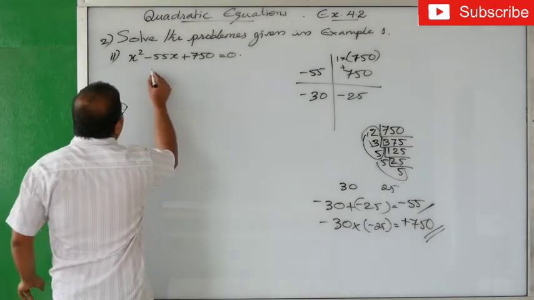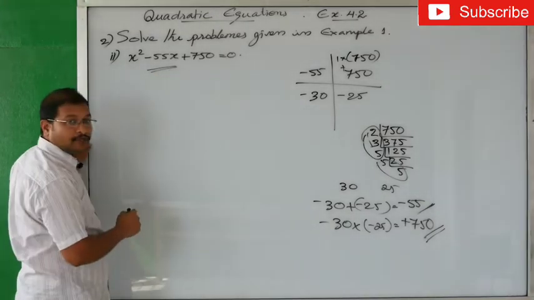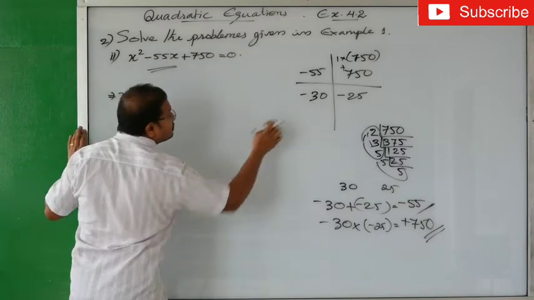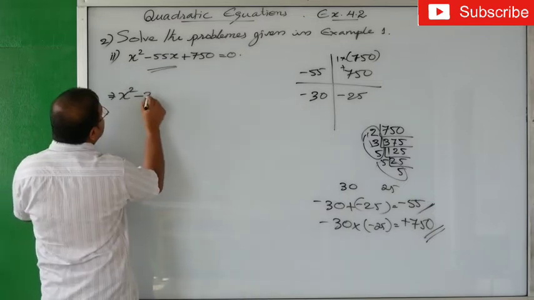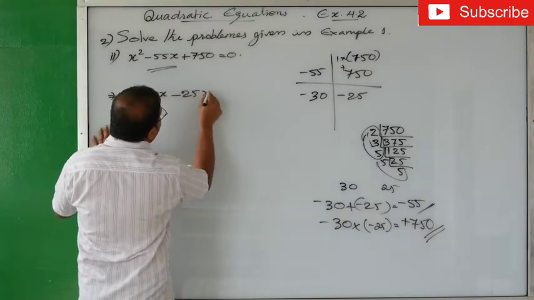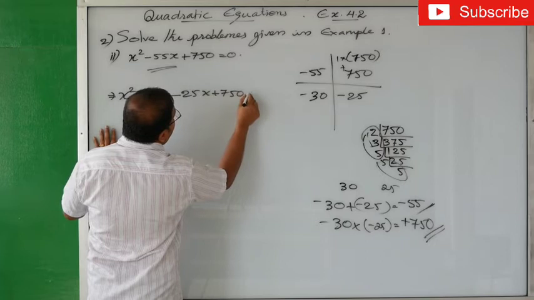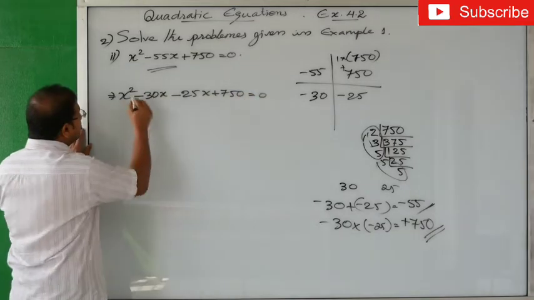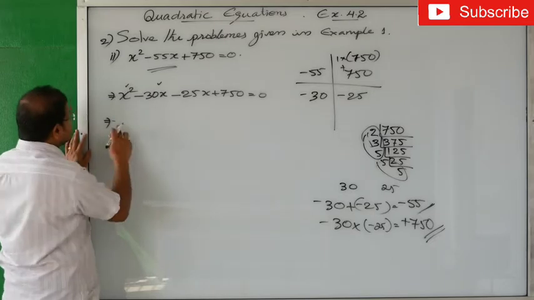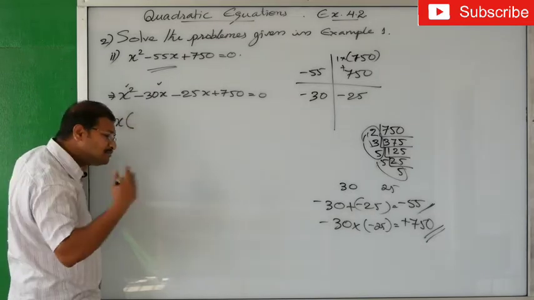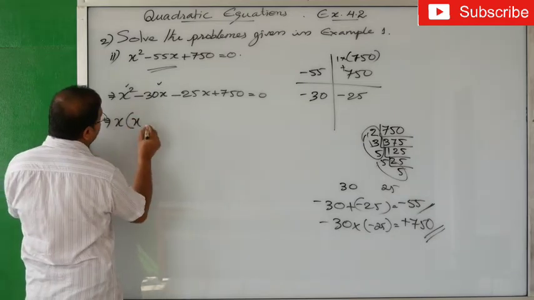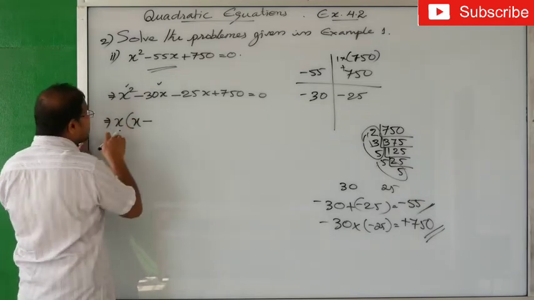So we are breaking the middle term. Ready? This implies x square minus 30x minus 25x plus 750 equal to 0. First two terms, what will you take common? x. That means x bracket, x into how much will you get x square? Yes, x into x. Minus 30x means x taking outside.